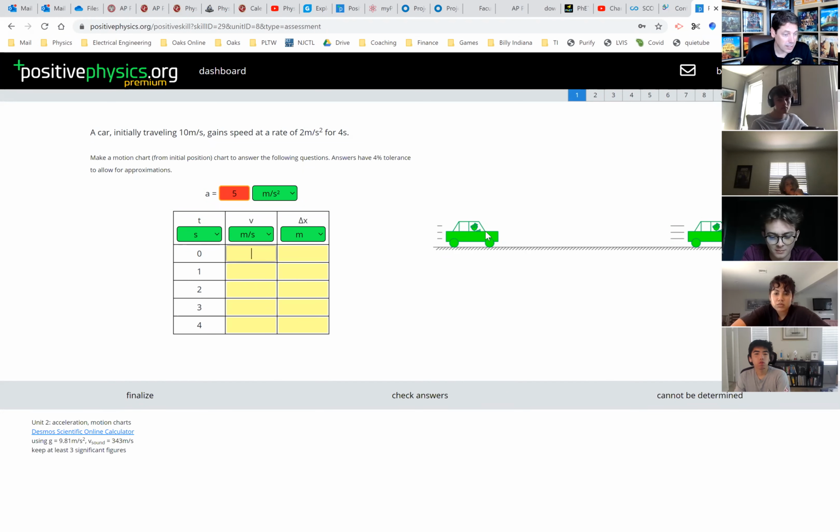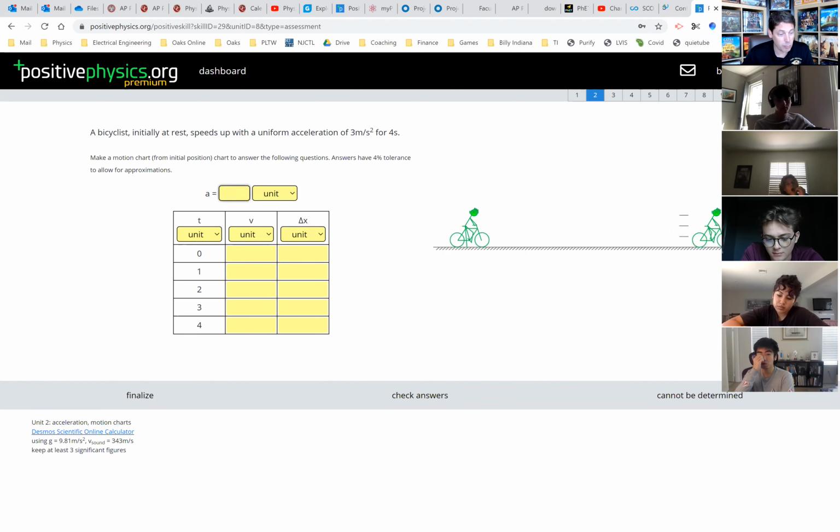So notice this is a problem with some cars, and it says a car initially traveling at 10 gains speed at a rate of 2 meters per second for 4 seconds. And then question 2 has some bicyclists. A bicyclist initially at rest speeds up with the uniform acceleration of 3 meters per second squared for 4 seconds. So keep that in mind.